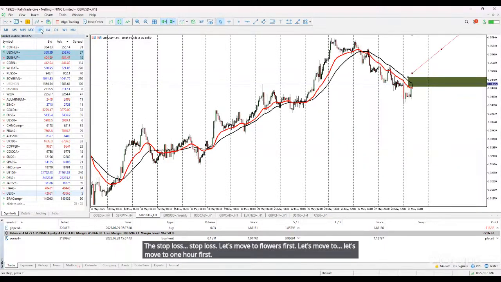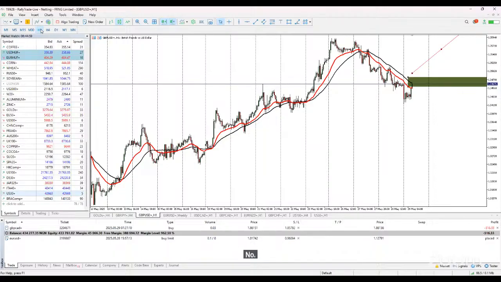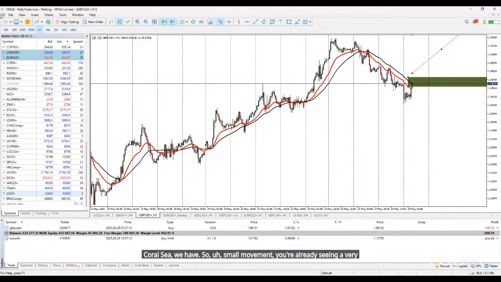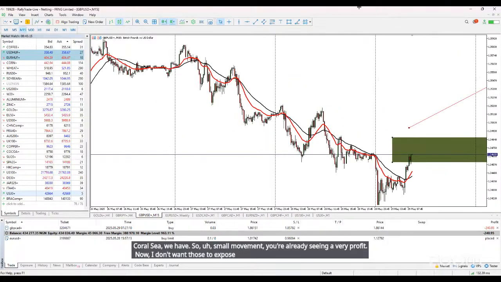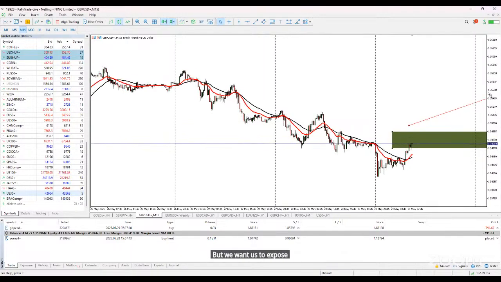Now, GBP/USD is one of the most volatile currencies we have. So with a small movement, you're already seeing a very good profit. Now, I don't want us to expose our trade.